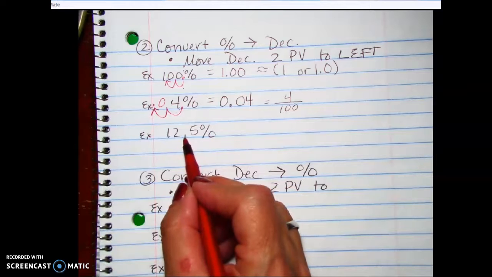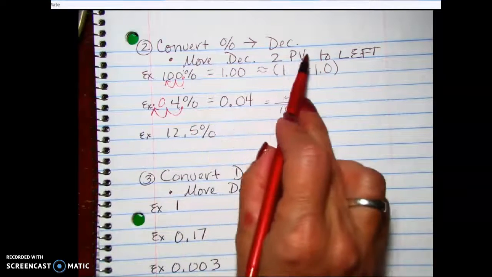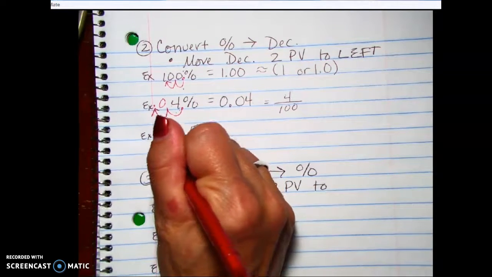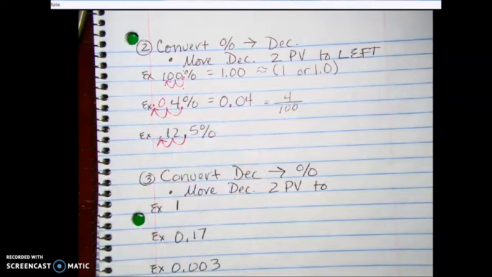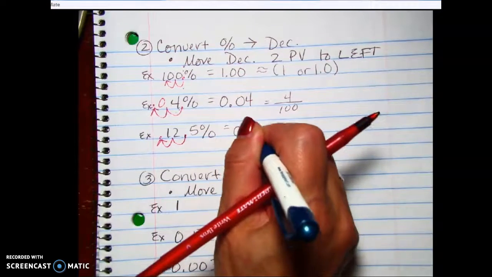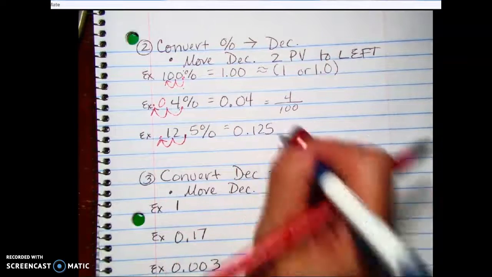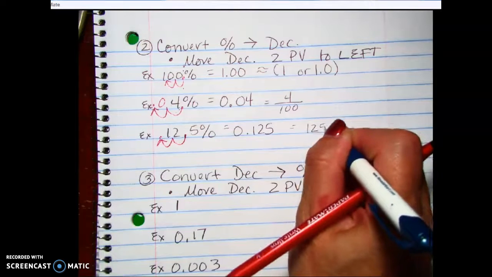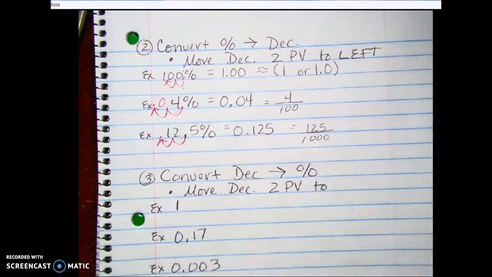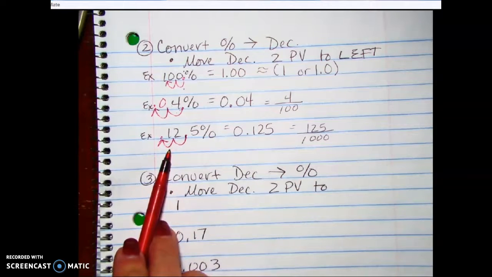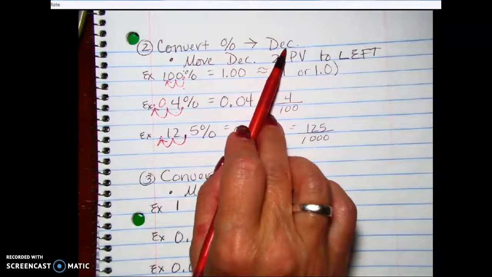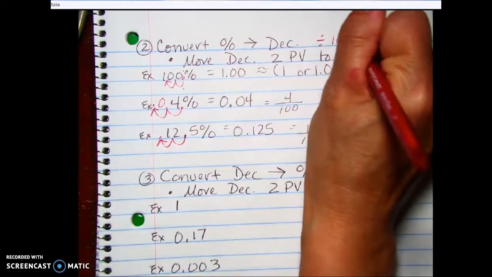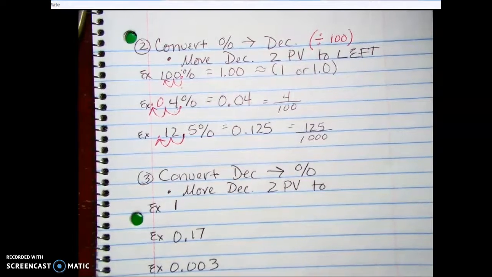Now, let's look here. I have a decimal in my percent already. Again, 2 place values to the left. So I take it and I go 1, 2. I didn't have to put 1 in. It was already there. So it ends up being 125 thousandths. Now, why am I moving my decimal? Because when I'm converting a percent to a decimal, it's as though I am dividing by 100. We did that a long time ago.